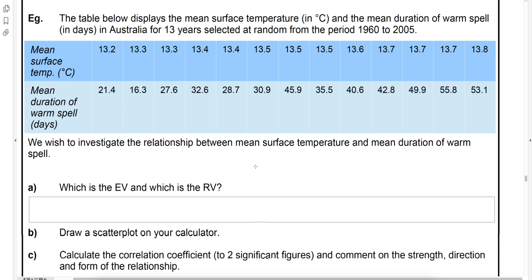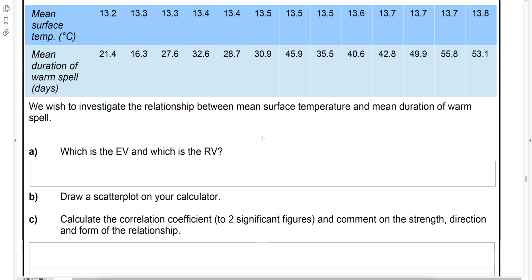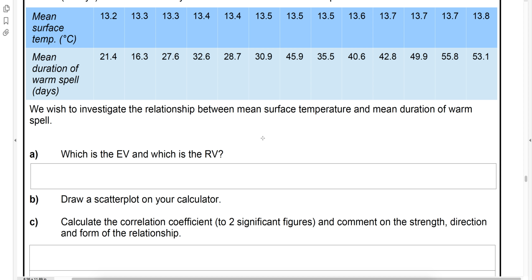All right, so the one that I'm going to do uses this particular data. As you can see, mean surface temperature and mean duration of warm spell. So which is the EV and which is the RV? In this particular case, it is the surface temperature that is helping to explain the duration of the warm spell. So our EV is the mean surface temperature, and the RV, mean duration of warm spell.